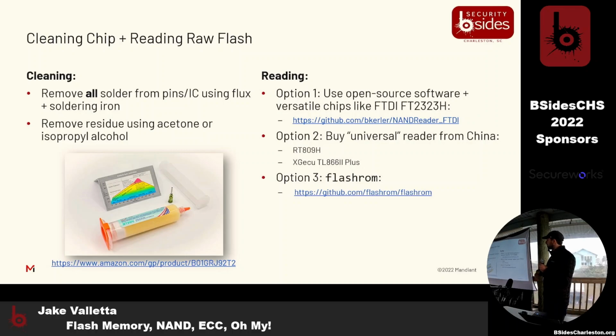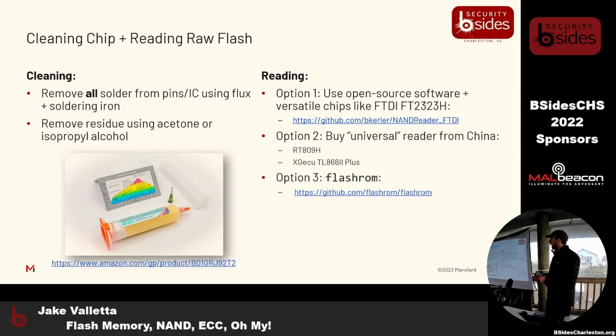You can use some solder wick, which is kind of like a copper wire that you can heat up with some flux on it, and it'll pull the solder off the IC. But it should sit completely flat, and you should be able to visually inspect it and say, yeah, there's no more solder on this.